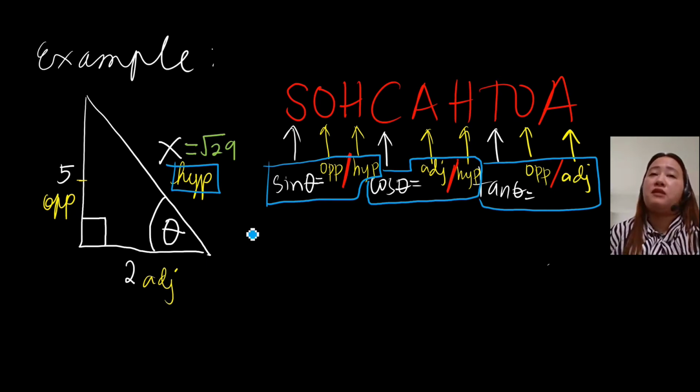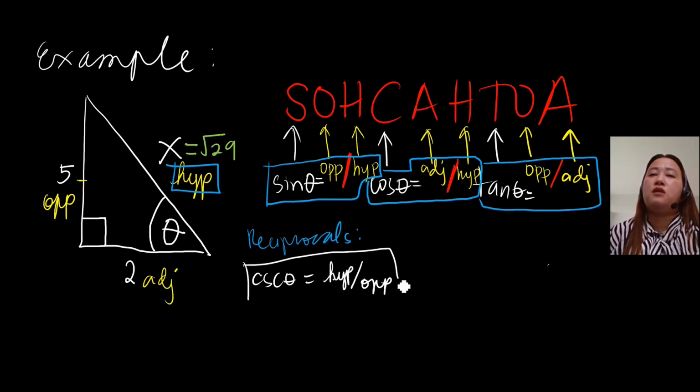Then just remember the reciprocals. So for the reciprocals, the reciprocal of sine is cosecant theta. If in sine theta the opposite is in the numerator, this time you're gonna put the opposite in the denominator and the hypotenuse in the numerator. So this is the reciprocal of sine.